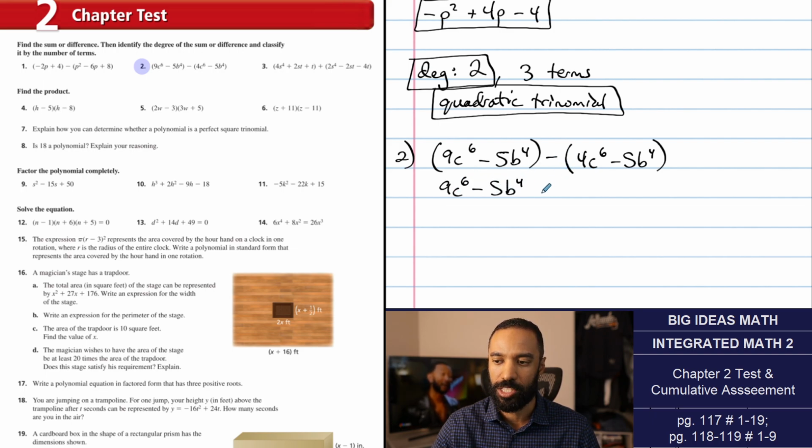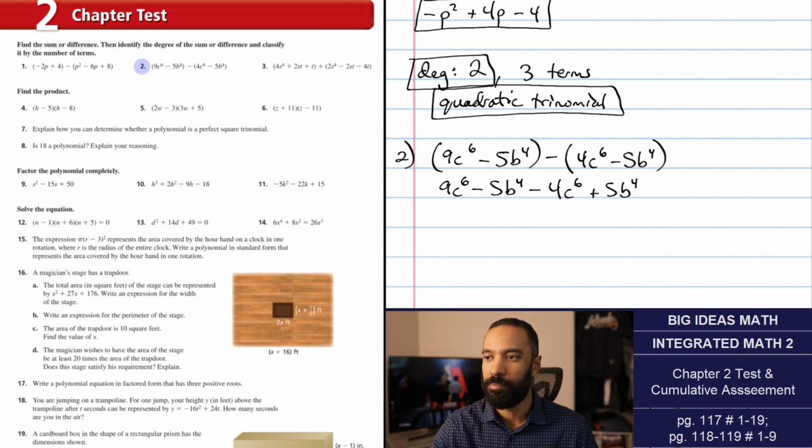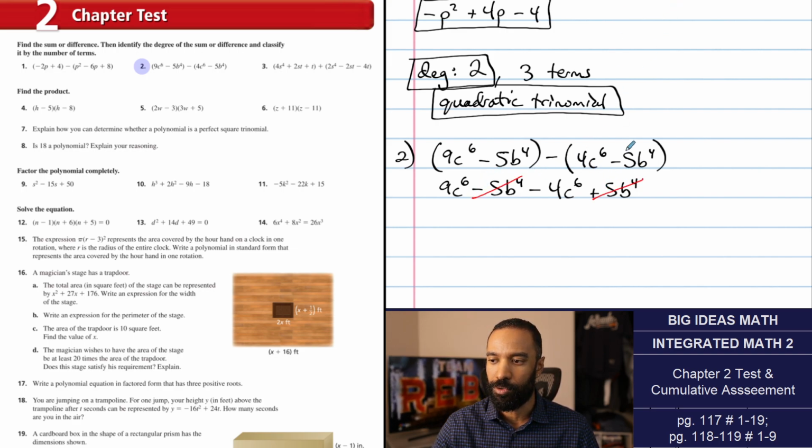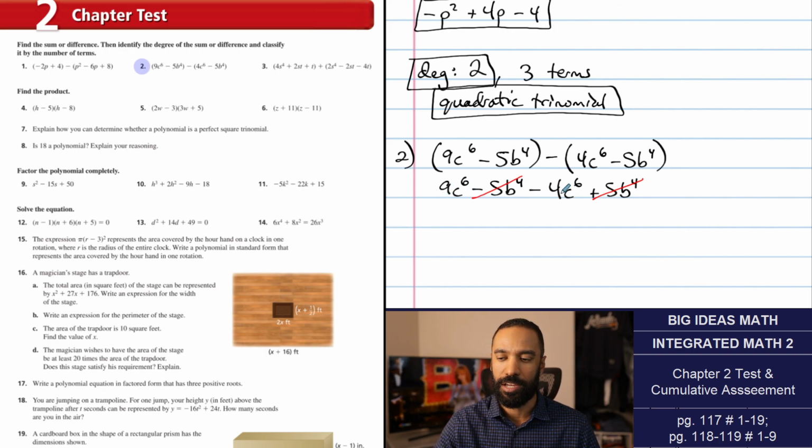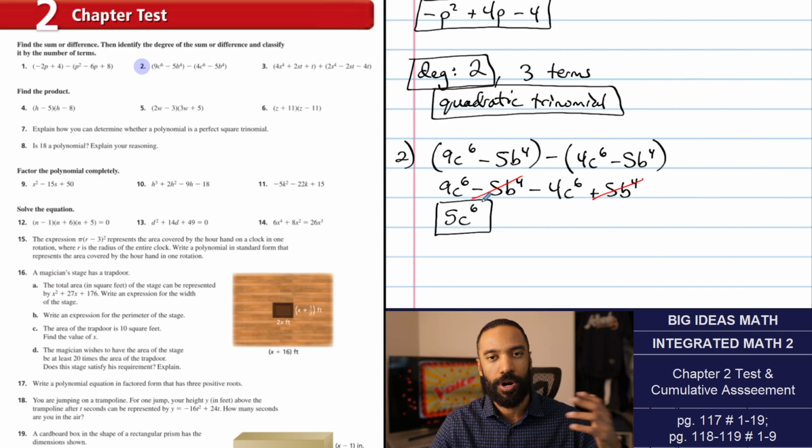But here we subtract by subtracting the positive 4c to the 6th, and subtracting the negative becomes addition, 5b to the 4th. Now, I'm already seeing negative 5b to the 4th plus 5b to the 4th becomes 0, so I'm just going to get rid of that. You're down to one single term. It's 9c to the 6th minus 4c to the 6th, which is 5c to the 6th. That is standard form. That is simplified.